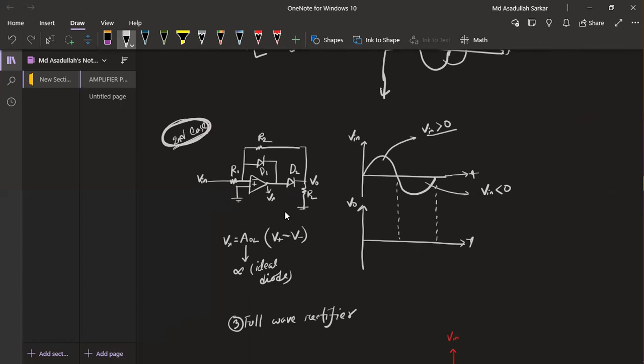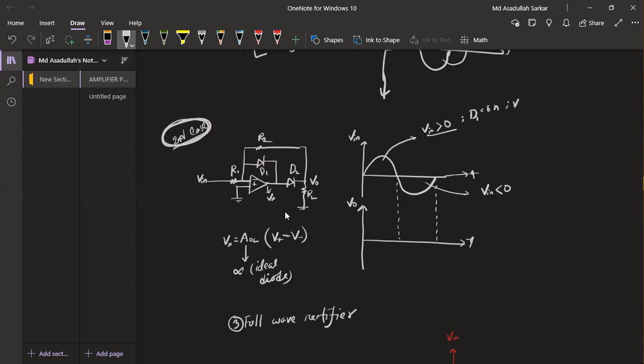For the positive portion, V in is greater than 0. If V in is greater than 0, then current will try to conduct, so D1 will be on. Why on? Because current will go through R1 in this direction, and V in is greater than 0, so obviously the voltage on this side will be greater than 0. So D1 is on. So what will happen for D2? For that case, we need to find out the Vx value.